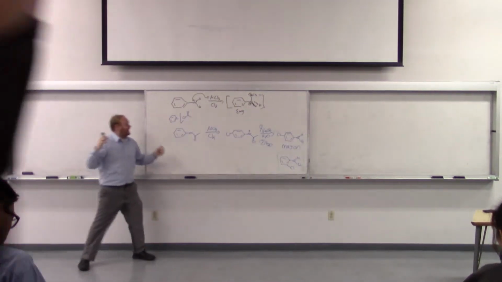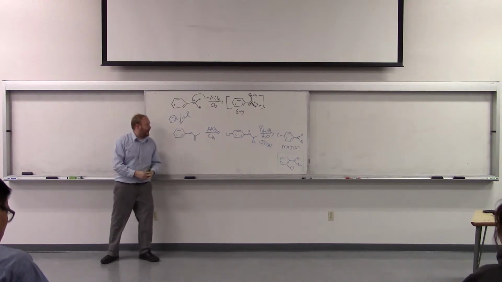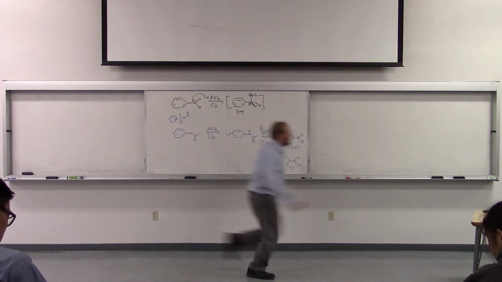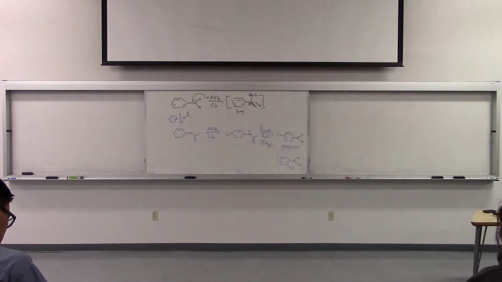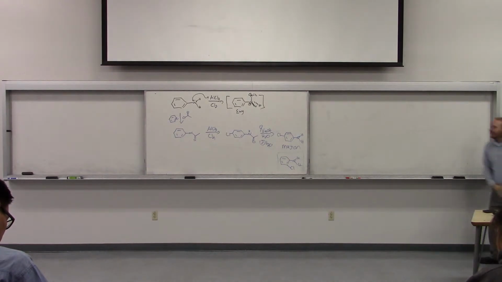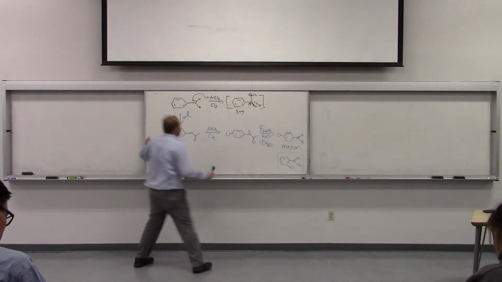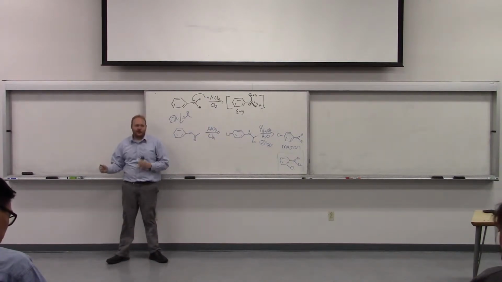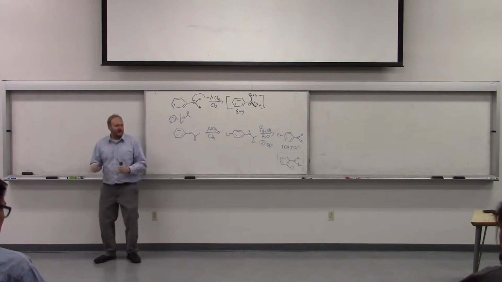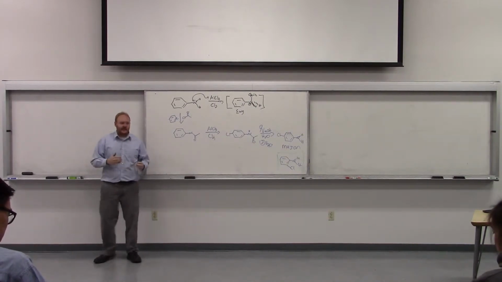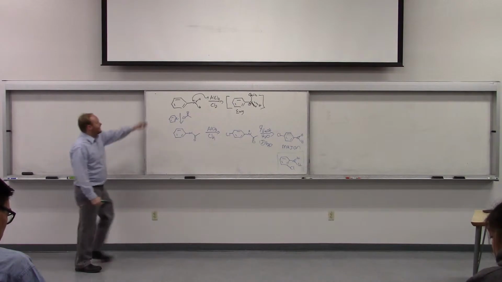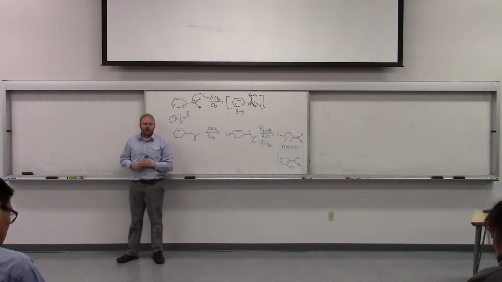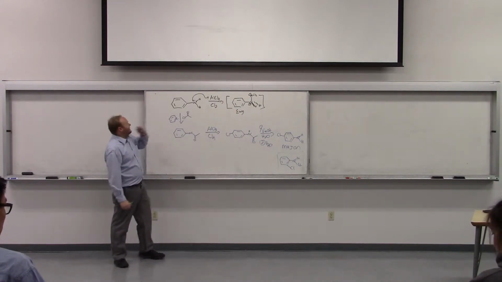So, at the end of lecture on Friday, we were wrapping up electrophilic aromatic substitution, and little tricks that electrophilic aromatic substitution can play on us. One of them was the fact that an aniline or an amine should be a really good electron donating group.